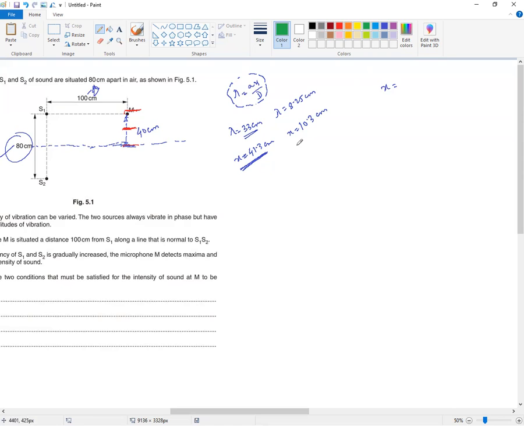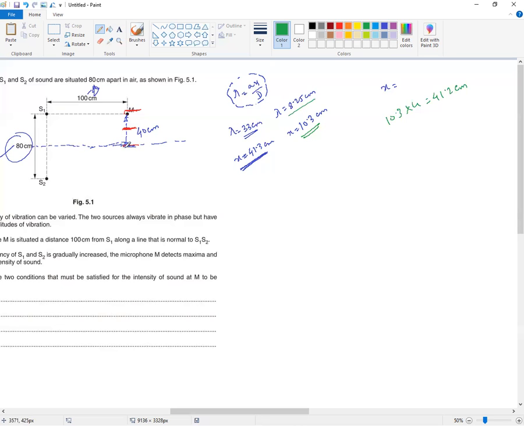For the next part, the value of x is 10.3. If I get close to 40, I multiply x by 4. Why 4 times? Because I am trying to get closer to 40 centimeter, bigger than 40 centimeter. So 10.3 multiplied by 4 gives 41.2 centimeter. This means when we reach lambda equals 8.25 centimeter, we will have 4 maximas.